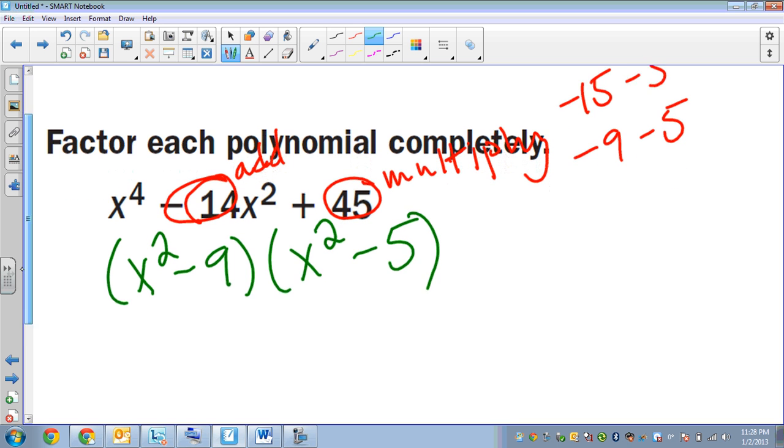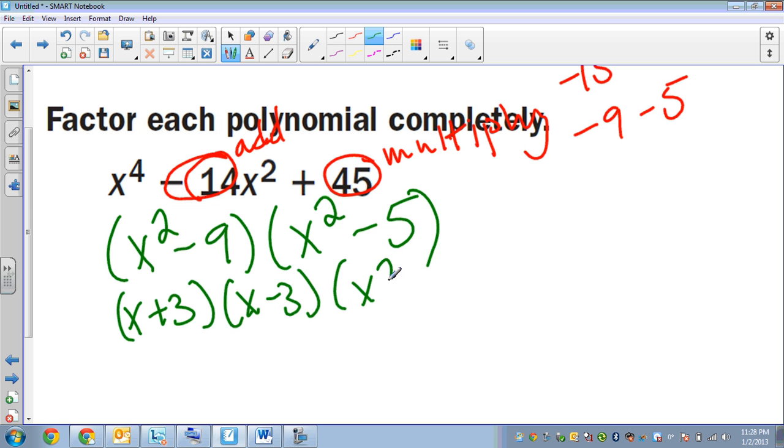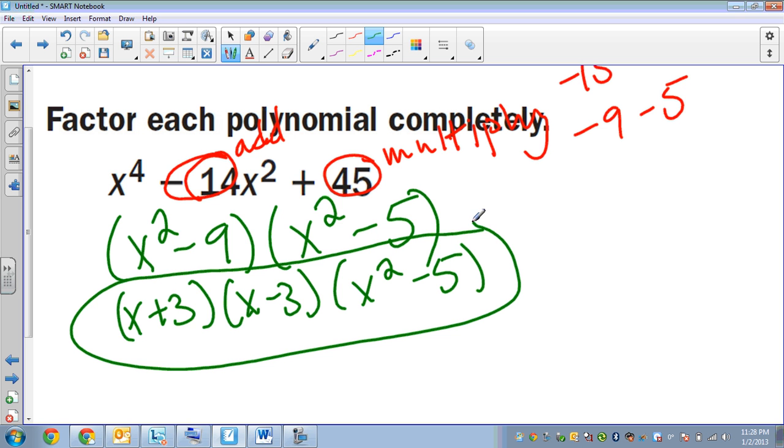Now, we're not done yet. I quickly went over this yesterday too, but if you can take the square root and it's a minus, this is called a difference of squares, then we want to break this up into x plus 3 and x minus 3. 5 is not a perfect square. The square root of 5 is not a nice number. It's 2 point something something something. So we leave that one be because we can't break it up into nice numbers. This is our final answer for the problem. We took this bigger polynomial and broke it up into small pieces. We'll see why that's important on the next screen.